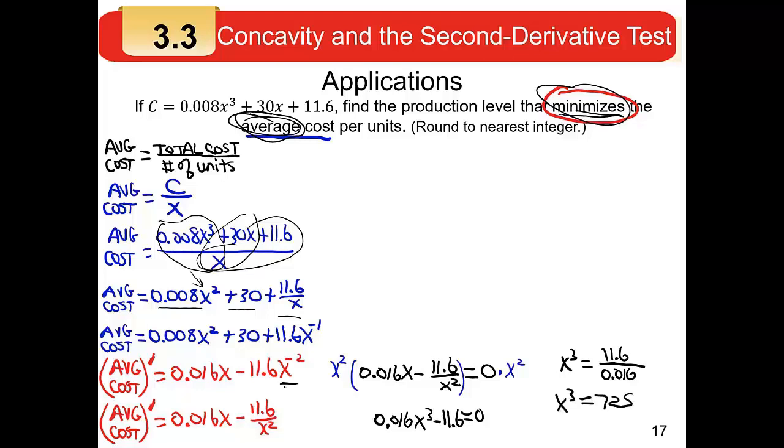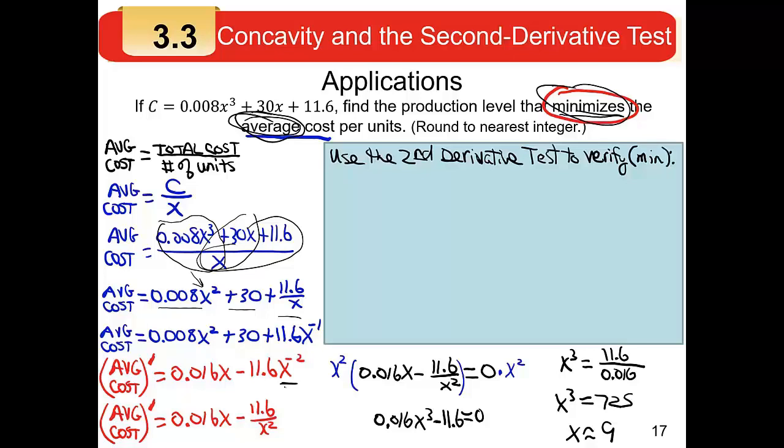11.6 divided by 0.016 happens to be 725, and then I want to take the cube root of 725. And again, if you don't know how to do that on your calculator, that should be a side issue for you to deal with. I think that's going to be my answer, but to be absolutely 100% certain, and the reason they put it in this section is they wanted you to verify that really is a minimum.